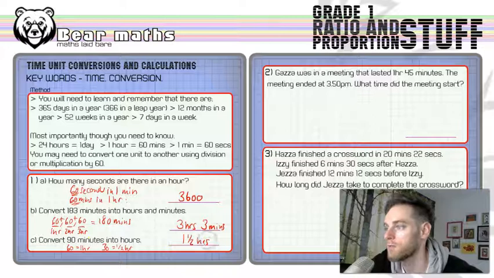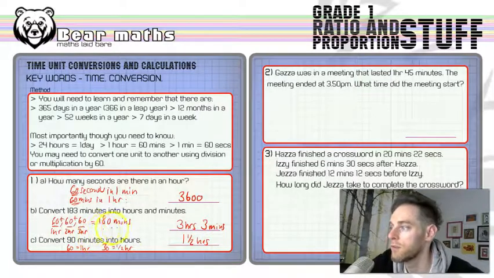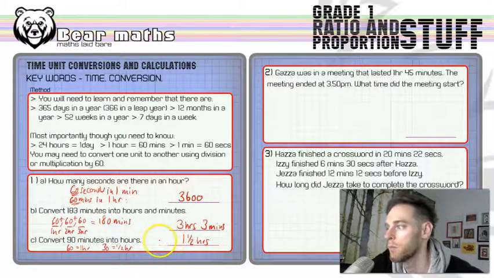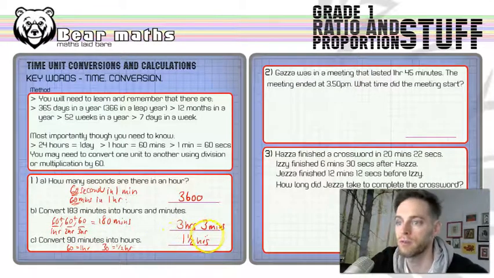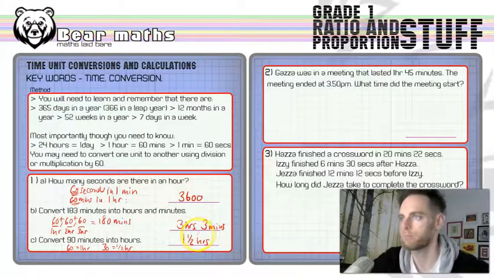Now, this is a really useful thing to do because what we're doing is converting minutes into just a single unit of hours. This could be 1 hour and 30 minutes, but we want 1.5 hours, or 1.5 hours as our answer there. It's a useful thing to do.